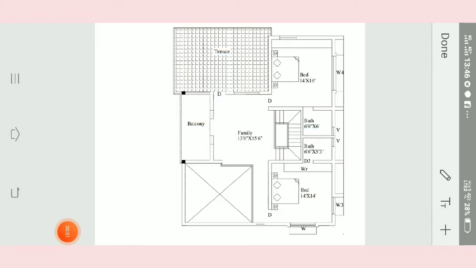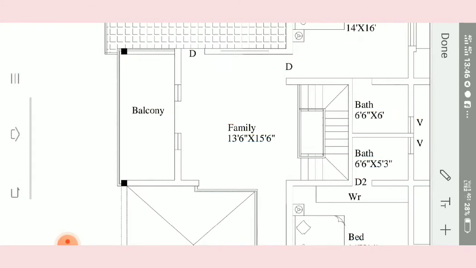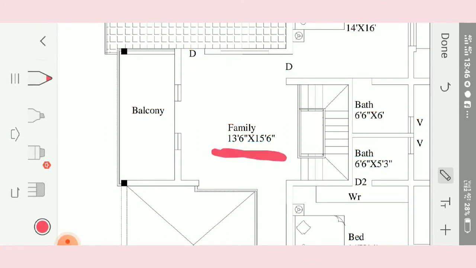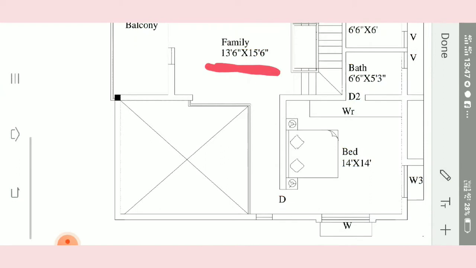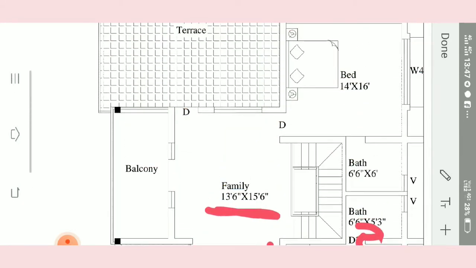Let's see the first floor. This is the first floor plan. So this is the family area, which is 13 feet 6 inches by 15 feet 6 inches. This is one more guest bedroom of 14 by 14, and there is an attached bathroom.